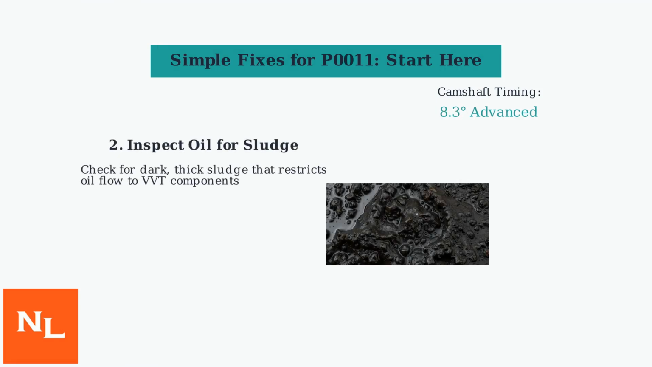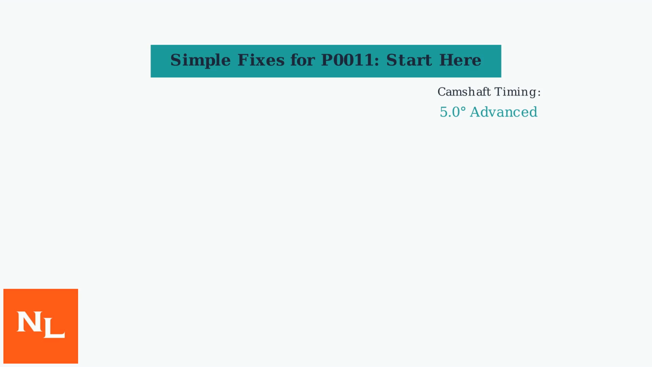Next, inspect the old oil for contaminants like sludge or debris. If the oil appears dark and thick, it may be restricting oil flow to the variable valve timing system, which can cause the camshaft timing to remain advanced.